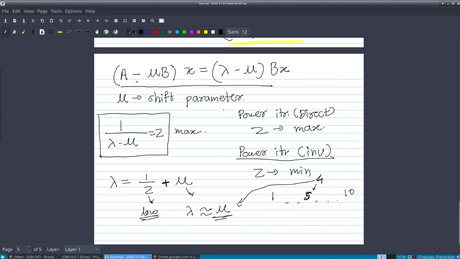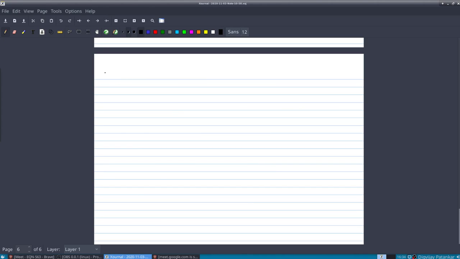Okay, so how to choose the shift parameter? What are the ways of obtaining a rough estimate of the shift parameter? There are two ways that we are going to see in this discussion. The first one is Gershgorin disks. Gershgorin disks is a very simple and very effective method, if your matrix is diagonally dominant, to obtain an estimate of what the eigenvalues are. It is so simple that you can do it without even pen and paper.